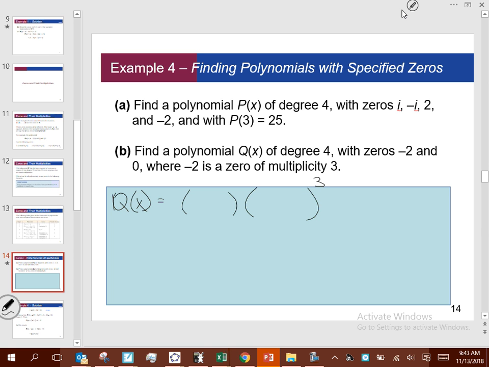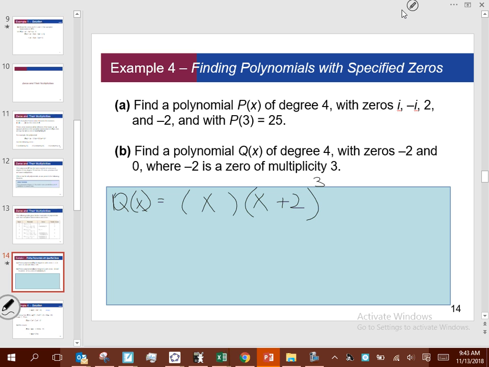I know that negative 2 is a 0 of multiplicity 3. So what should go here? X plus 2. And now 0 is also a 0, right? So this means that it's going to pass through the origin, okay? So what's that going to look like? Just that, okay? You can write x minus 0, x plus 0 if you want to, but then that just simplifies to that. If you want to put parentheses around it, put parentheses around it, you don't need to, though, okay?